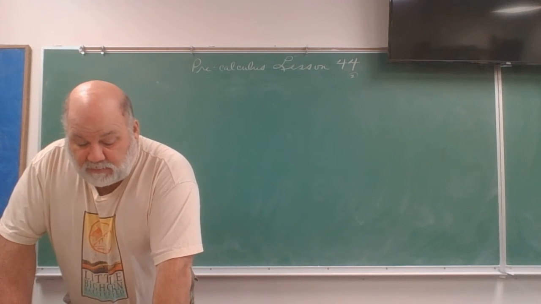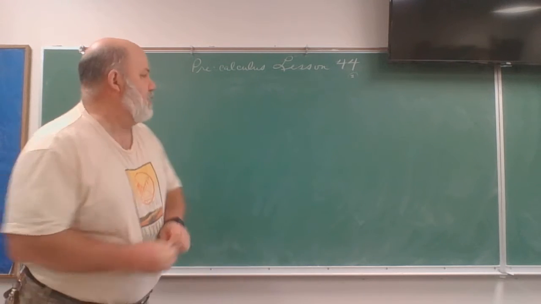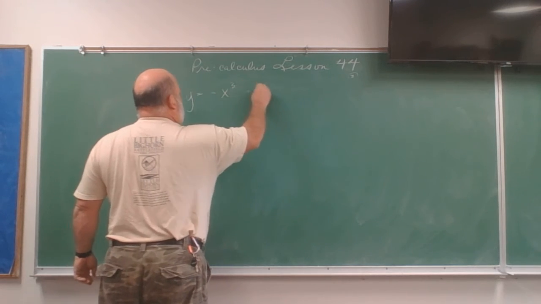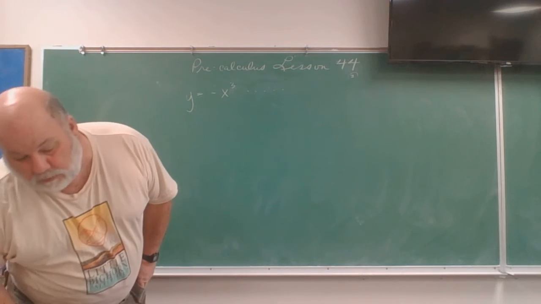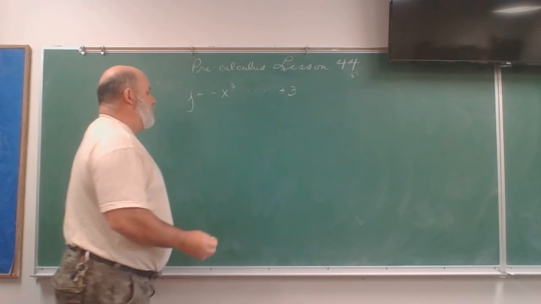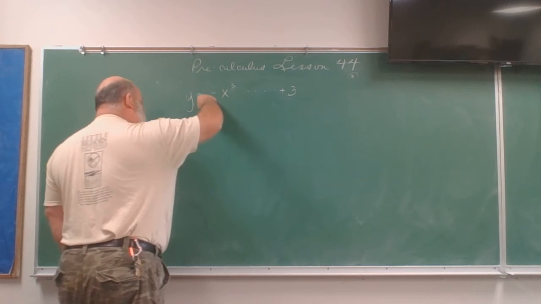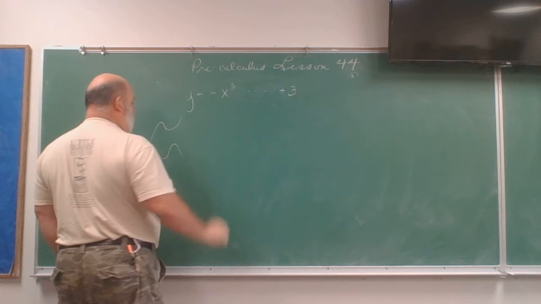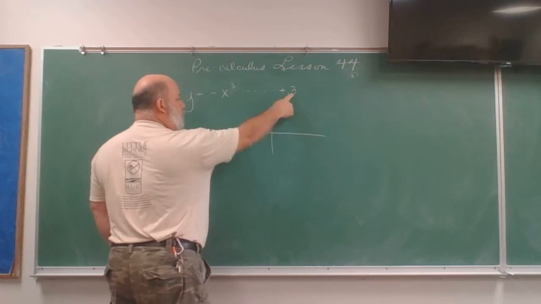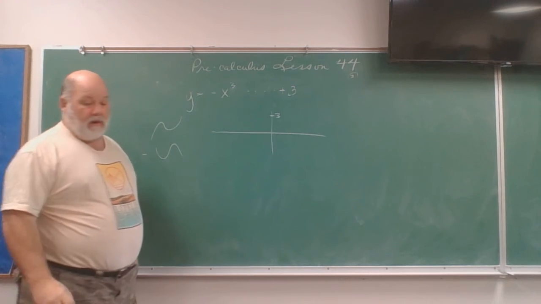Well, 44.3 says make a very rough sketch of the graph of y equals negative x cubed, all the way down to plus 3. I'm going to leave out all that stuff that's in the middle, but because it's x cubed, it'll look like that. Because it's negative x cubed, my graph is going to look like this. I know that it crosses the y-axis at 3, right there.